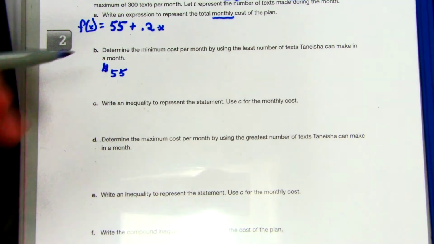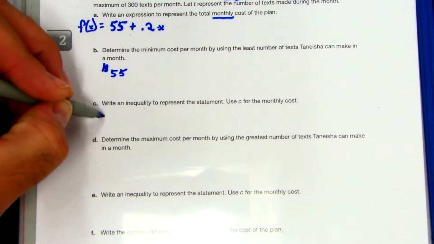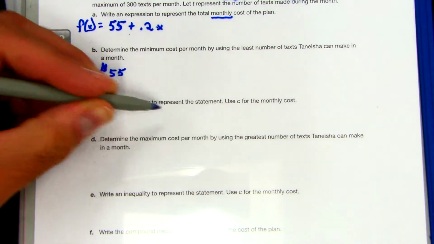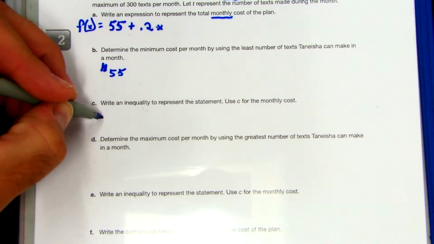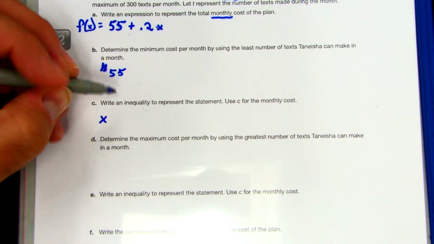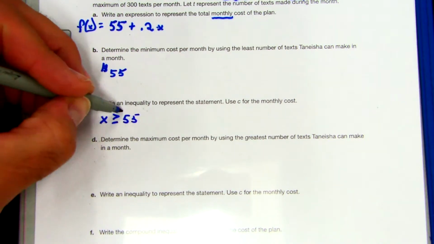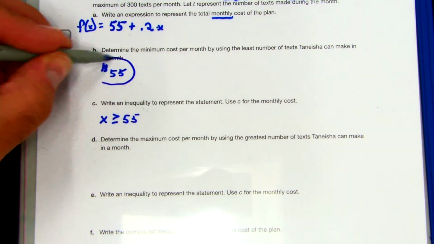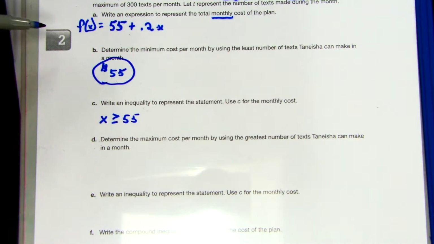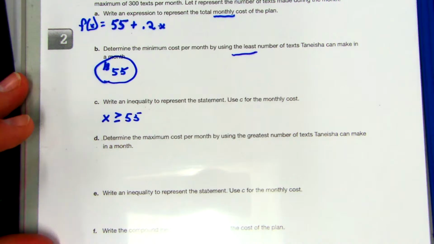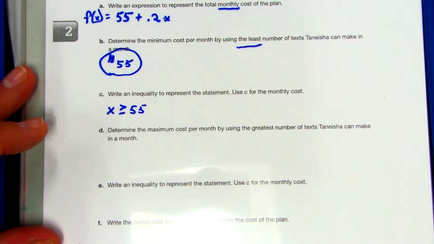So that means my monthly cost will always be greater than or equal to 55. Write an inequality that represents the monthly cost. So here we go. My monthly cost has to be greater than or equal to 55. Why? Because we already said this is the least my bill will be. The least, and least always means greater than or equal to.